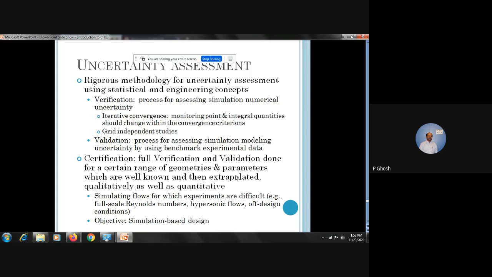That you have to watch. Those things are called verification. So your code has to be verified, depending on those iteration aspects, those truncation errors, etc.